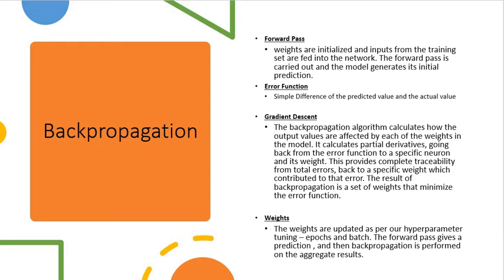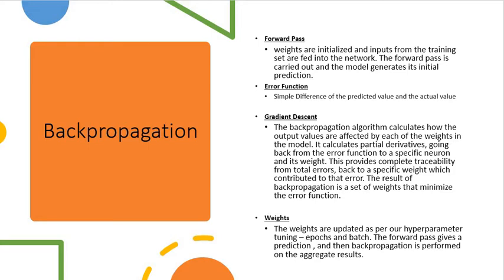If we talk about the error function, it is nothing but the difference between the predicted and the actual value, and hence my error function or loss function or objective function should be as near to 0 as possible because we want our predicted values to be very accurate.